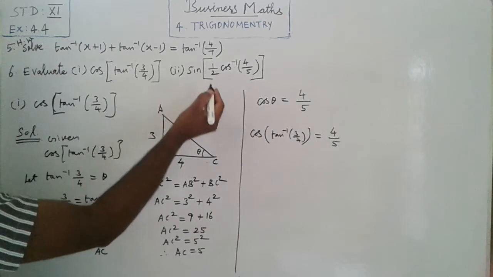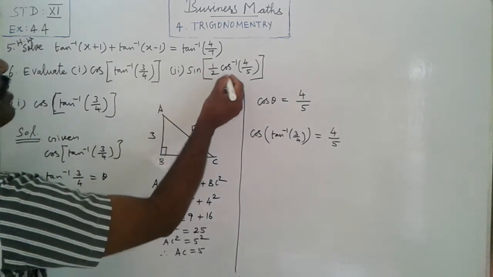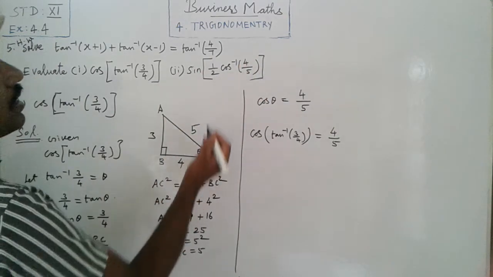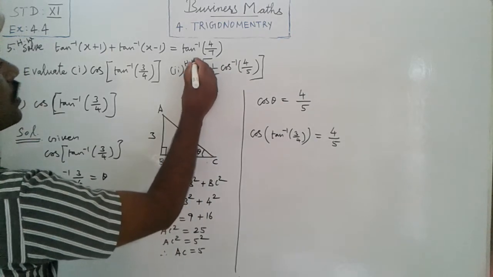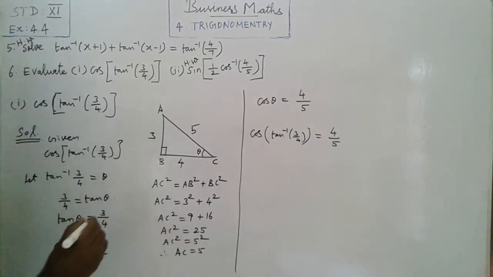The second one is in the same way: sin of 1 by 2 cos inverse 4 by 5. This value we should find out. This is homework. The second one is homework. That's all.